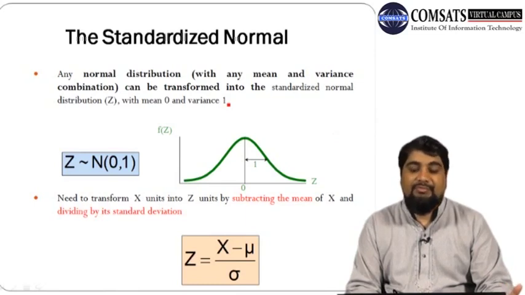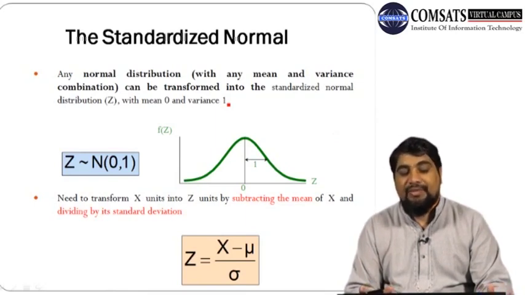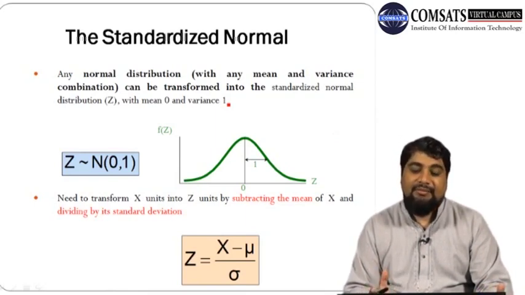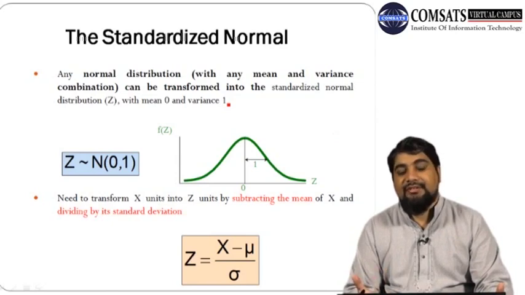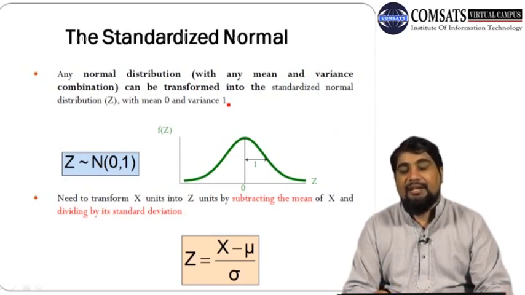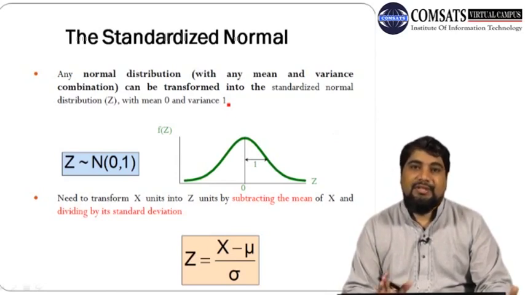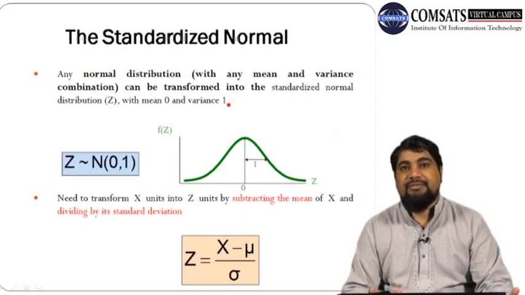Or suppose the mean is different from 0 and the variance is equal to 1. So it means one of the conditions is being satisfied: either the mean is 0 or the variance is different, or the variance is 1 or the mean is different from 0. So these two cases are again not standardized normal distributions. For a standardized normal distribution, the mean must be 0 and the variance must be equal to 1.